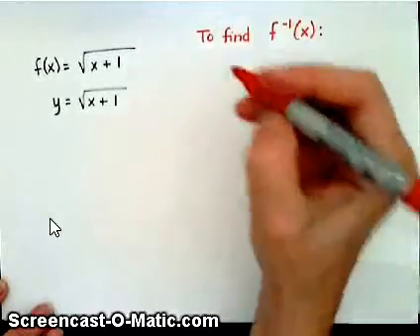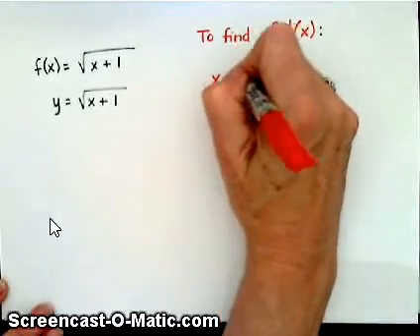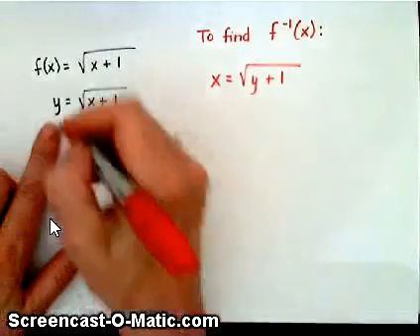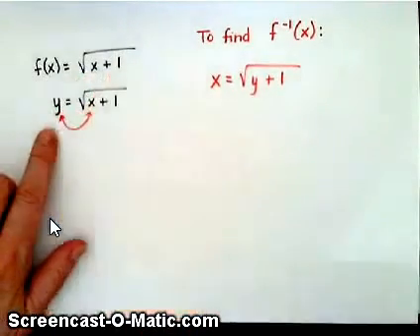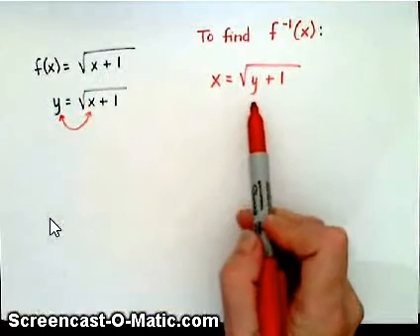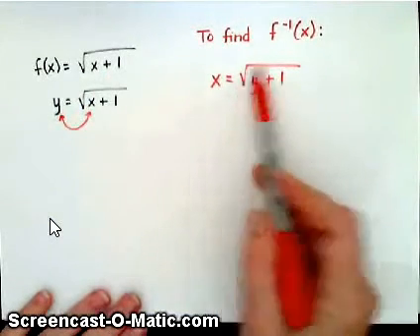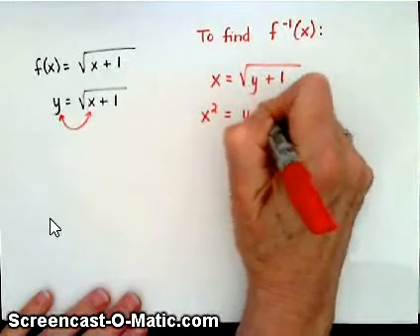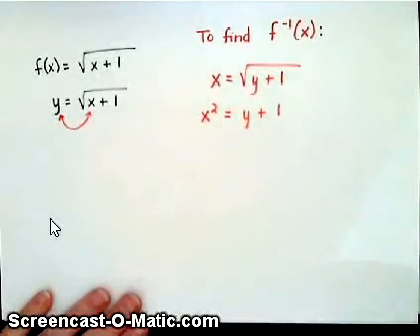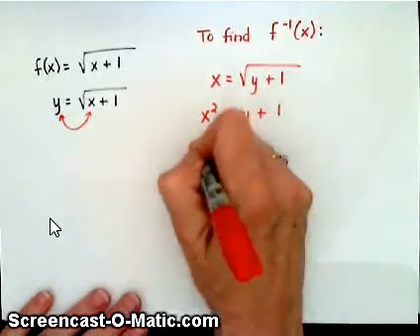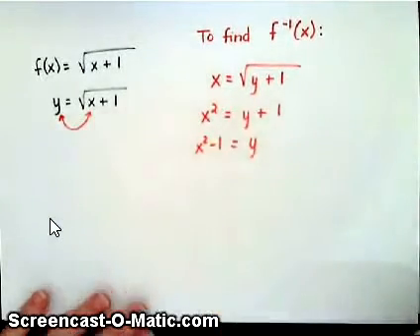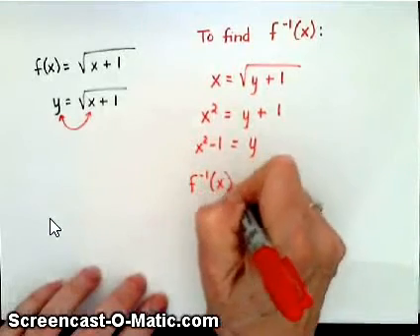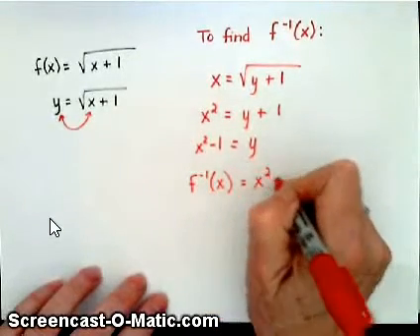We're going to swap the x and y, so it's going to become x is equal to radical y plus 1. They're just going to switch places, these two right here. Okay, then we're going to solve this for y, and to do that we've got to get y out from under the radical. So let's take an x, we'll square both sides. Okay, and then y is equal to x squared minus 1. So f inverse x should be x squared minus 1.